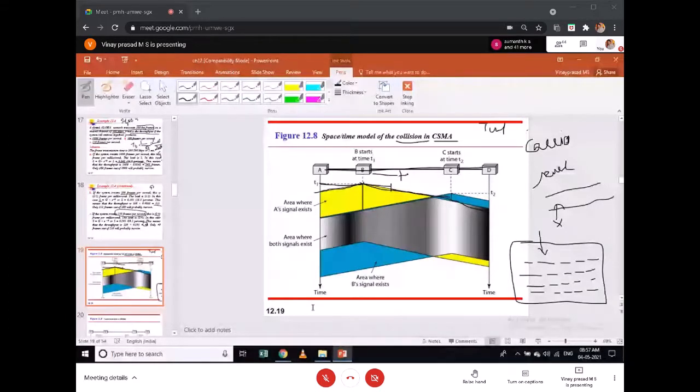So before that data reaches station C, if at time t2 station C were to sense the channel, it would come to know the channel is free, so it could also start transmitting its data, isn't it?